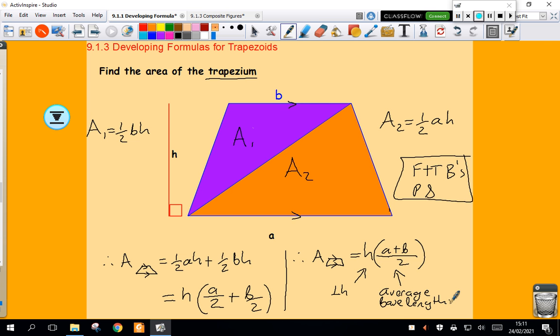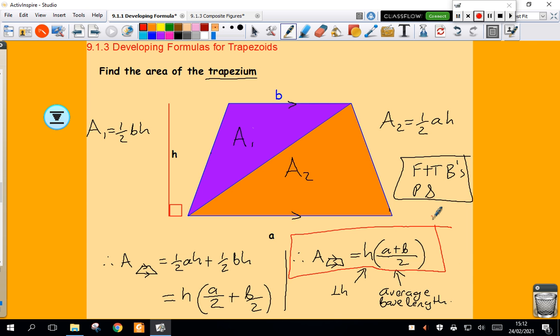Two bases are A and B. Remember, the bases are the parallel sides, not the other sides. So here A and B are the bases. This is not considered a base, neither is that. The average base length, add the two bases together, divide by 2. Okay? So there's my formula for finding the area of a trapezium. Let me look at one more example there. So that's just deriving the formula. You've got to know that. You've got to be able to put it into use.